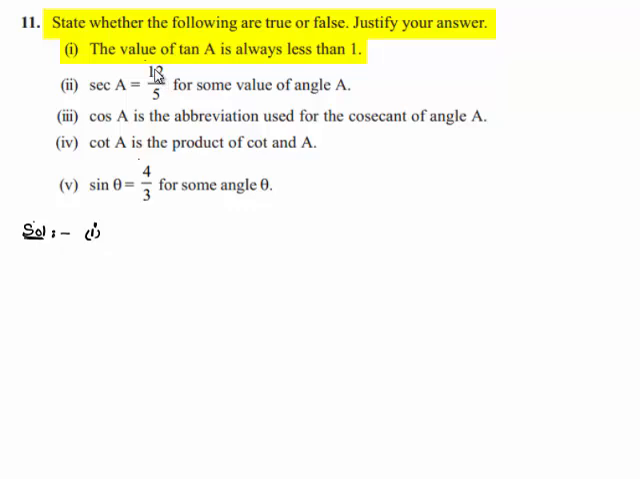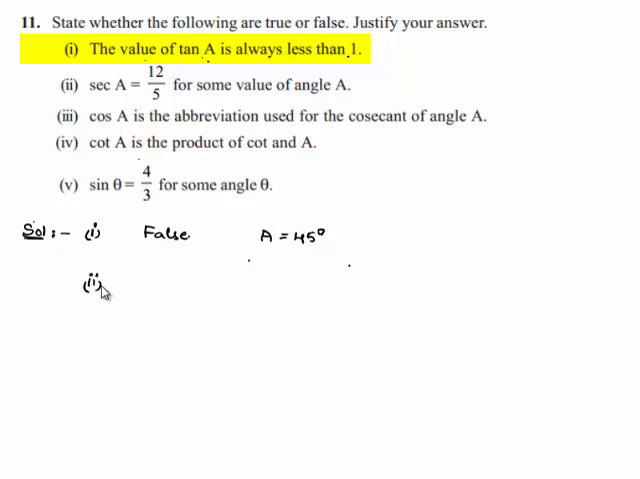He has given that the value of tan A is always less than 1. It is false because the value of A corresponding to the value 1 is 45 degrees. So as tan goes from 0 to 90, the value increases from 0 to infinity, we can't say that the value of tan A is always less than 1. So the first statement is false.